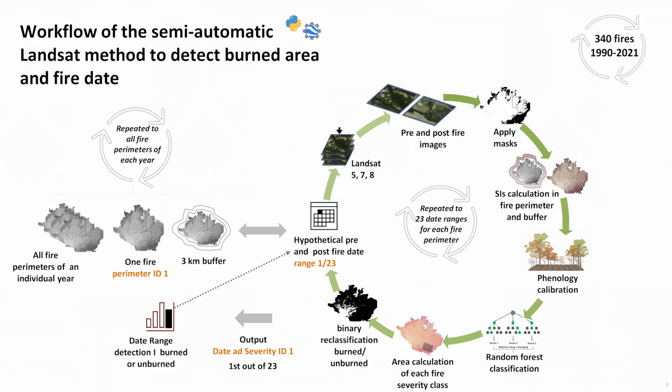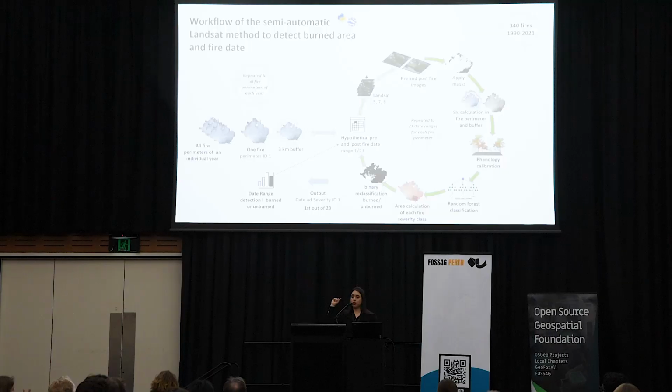After the calibration, I classified the 5 severity classes, calculated the area, and did a binary classification. The first output for the first perimeter in the first date range would be the identification of whether that fire perimeter was burned or not. After that, it runs through again for the next 22 times in the larger circle.